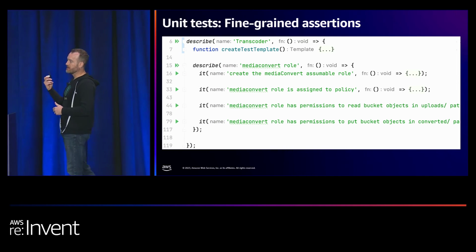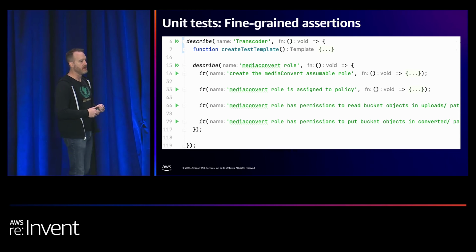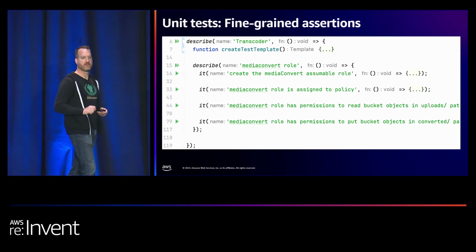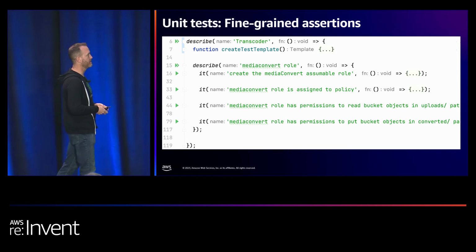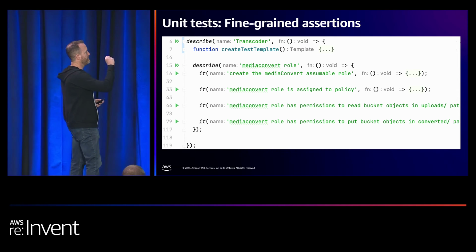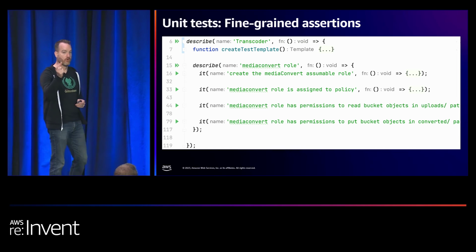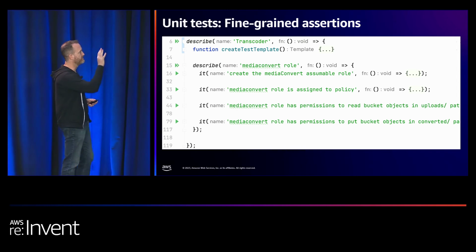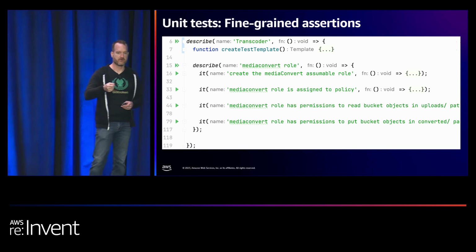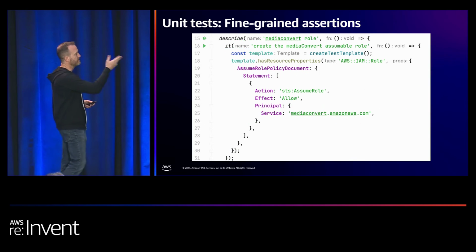Now, when it comes to testing constructs, that's where I like to use fine-grained assertions. Fine-grained assertions are specifically testing for very specific things within my construct's generated code. So in this case, I'm testing my transcoder construct, and I have a group of tests, specifically on line 15, around the MediaConvert role that the construct was going to generate. And I've got 4 tests. The first test checks to see whether or not that role that was generated can be assumed by the MediaConvert service. So if we dive into that, it's going to look like this.